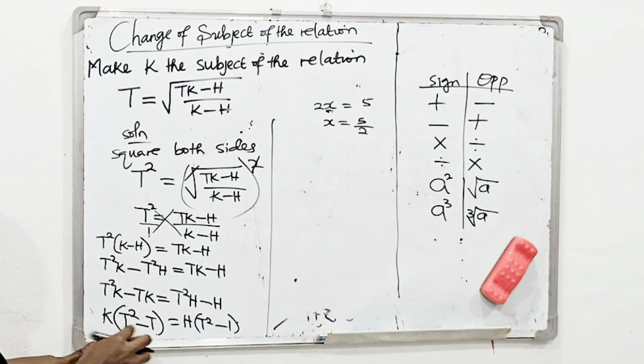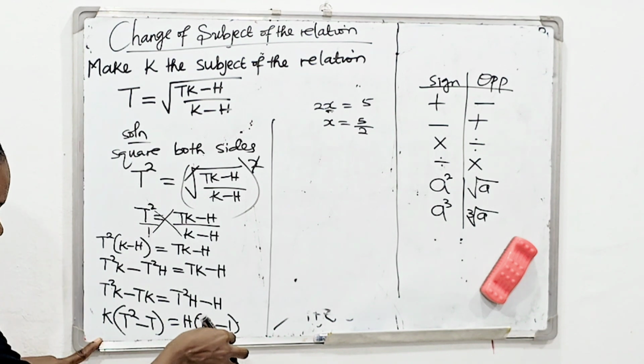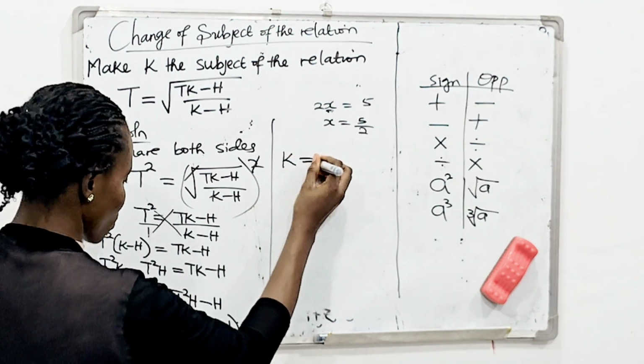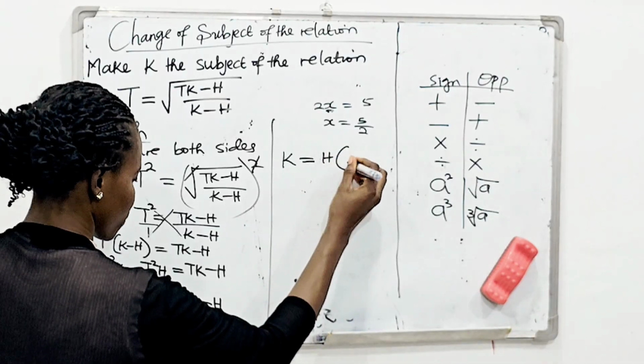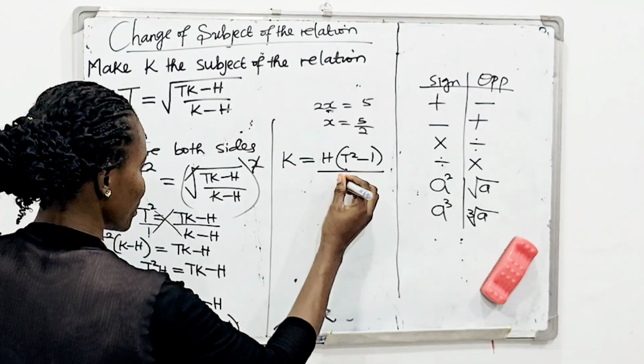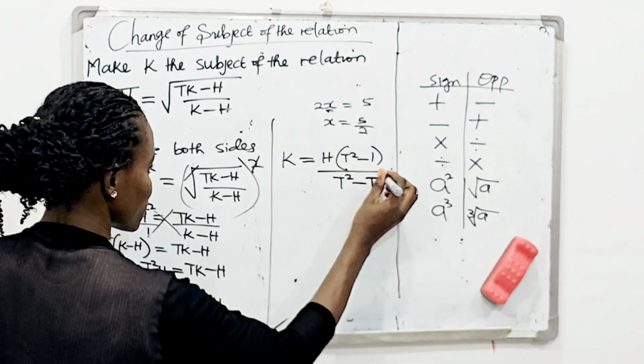This is k times this term. So if this term moves there, it's going to be division. So that's what I'm going to have. K is equal to h times (t squared minus 1) divided by (t squared minus t).